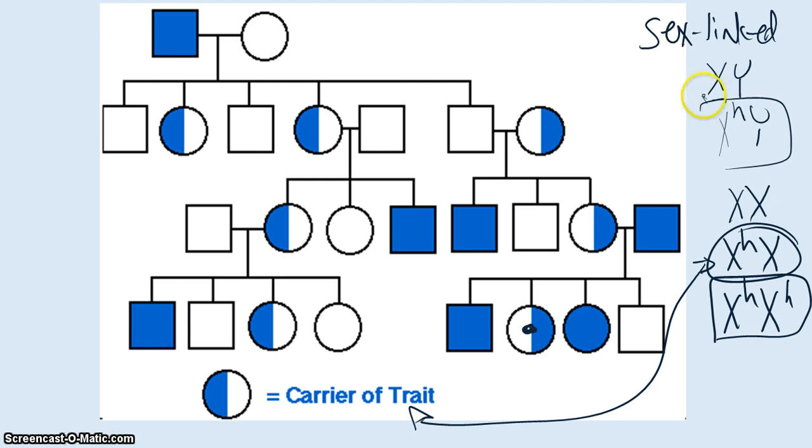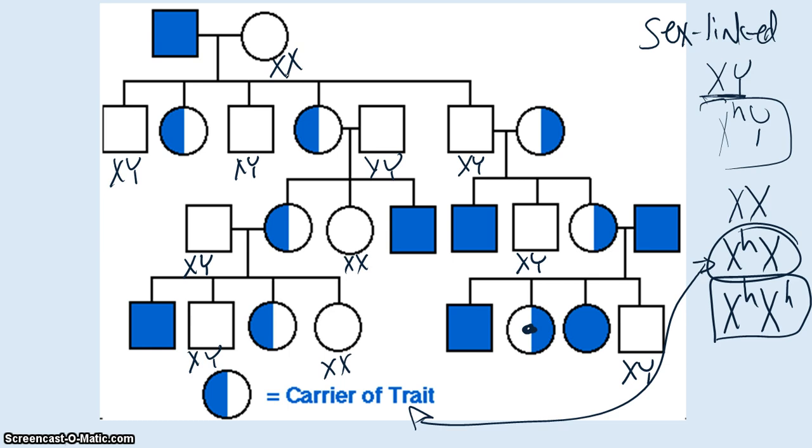Everybody who's male and not affected, they're going to get a normal XY. So we can kind of start there. Give all of our normal males XYs and all of our normal females XXs, because they don't have any affected alleles. So XY, XY there, another unaffected male, another unaffected male, and an unaffected female.